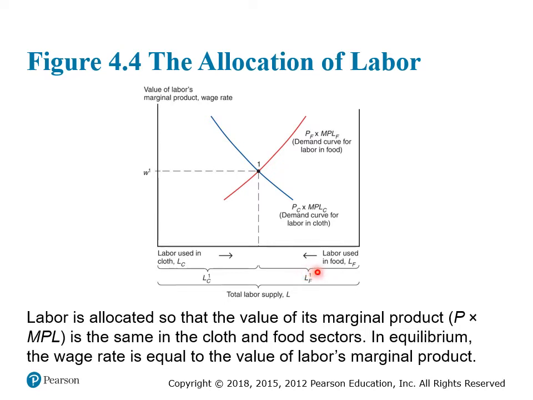So make sure that you understand that if we are going for the food industry from the right to the left, that means less labor is employed in that industry. And the point where you can see at point 1 here, the demand for labor in both sectors are in equilibrium, and then there is one wage which is W1, so there is one wage, and then the market is in equilibrium.